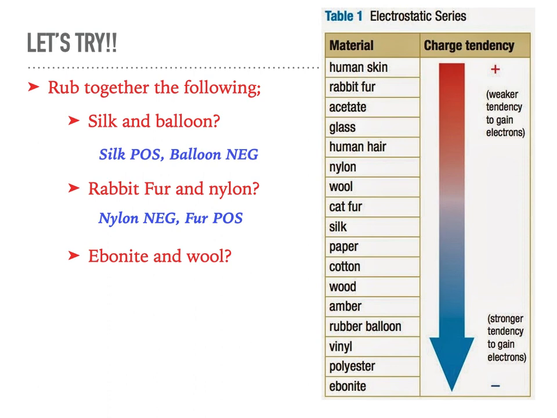Ebonite and wool. Wool is closer to the top. It's going to have a positive charge and tend to lose electrons. Ebonite is closer to the bottom. It's going to have a negative charge and tend to gain electrons.